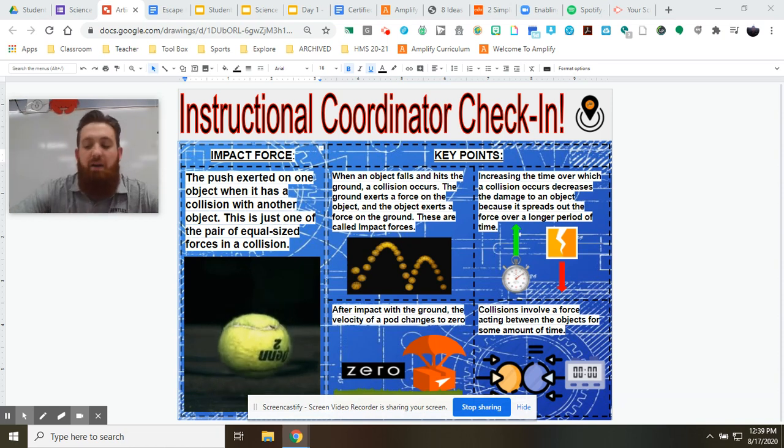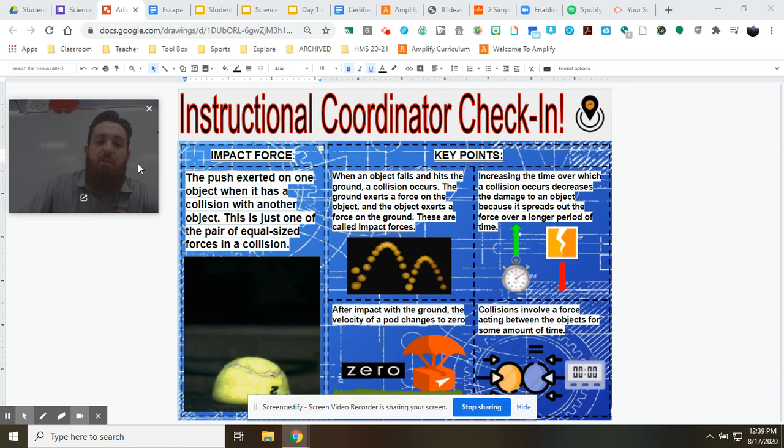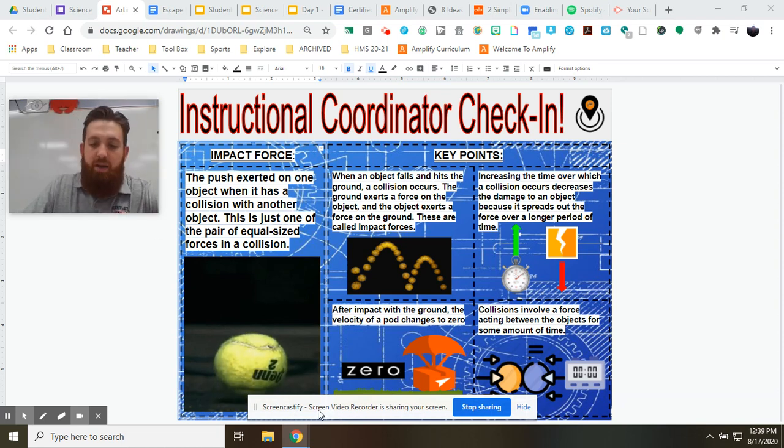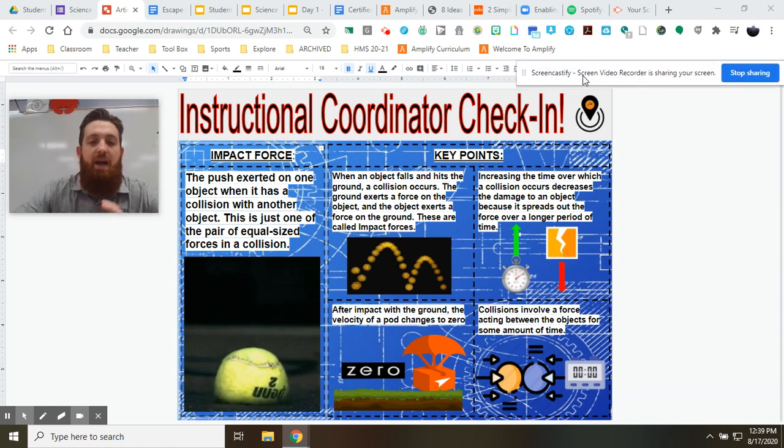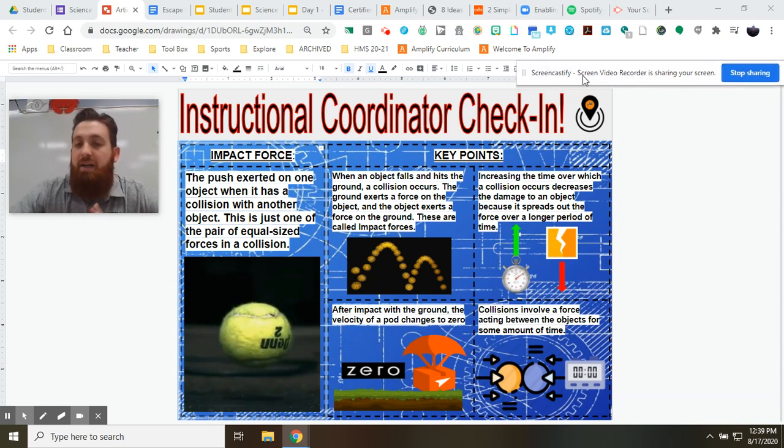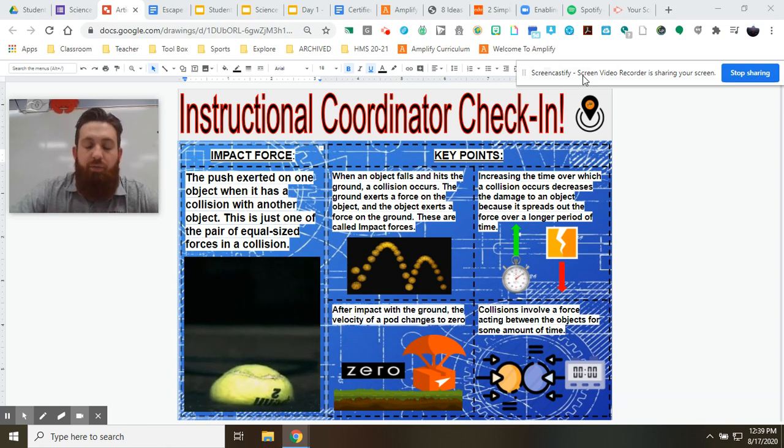So obviously the title of the article was Collisions and Impact Force. So hopefully we have an idea of what an impact force is. If you're looking at the screen, you'll notice that the basic definition is here. And we're going to use this example with our tennis ball here, kind of to help make connections between what an impact force is, how it applies to some of our key points, and then what that means for our drop pod again. So an impact force, if you can think of it on your own, great. If not, it's the push exerted on one object when it has a collision with another object. So this is any impact between any forces. This is just one of the pair of equal-sized forces in a collision.